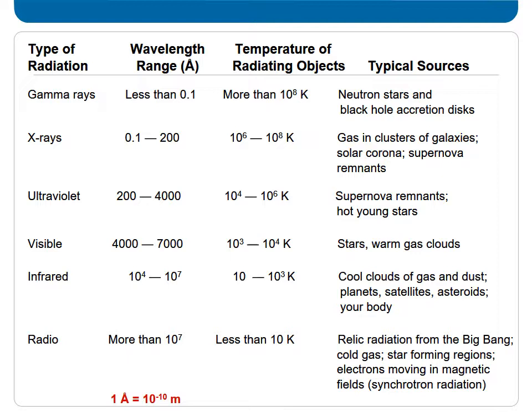Infrared radiation is felt as heat and causes skin burns. Microwaves can cause internal heating of body tissues. Infrared light is emitted by cool clouds of gas, dust, planets, satellites, asteroids, and all living things. Radio waves are emitted by cold gas and star-forming regions.